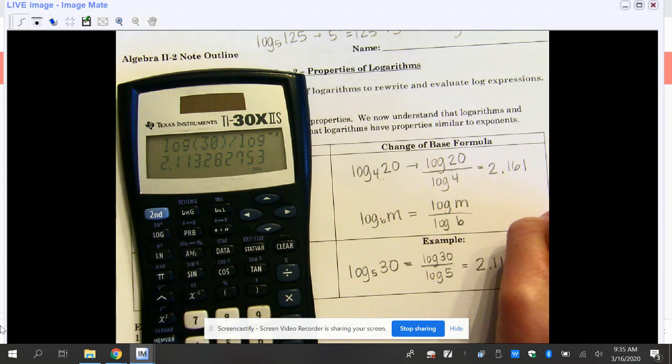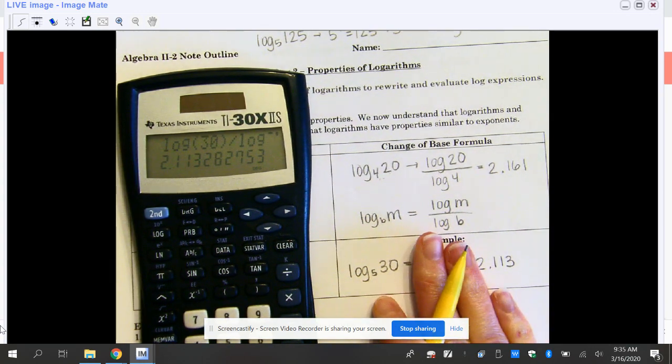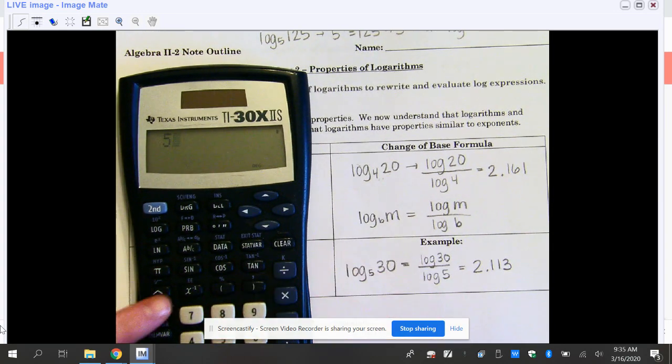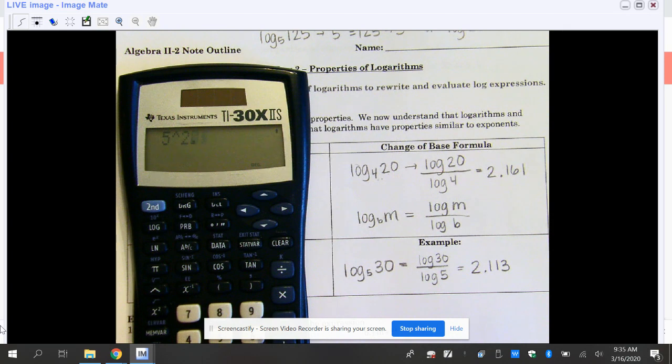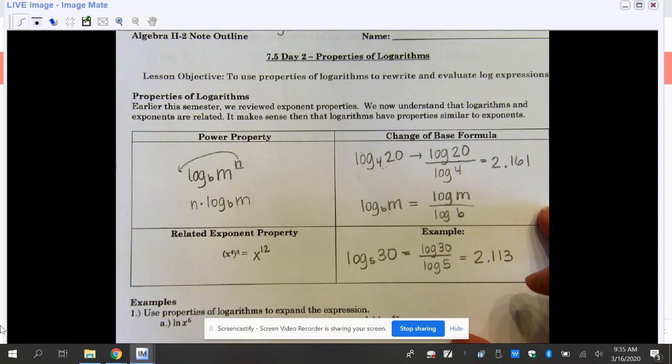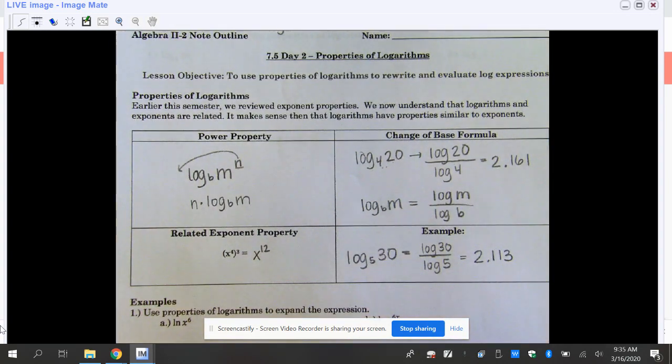2.113. So I can look at this log and think, okay, that's 5 to what power is 30, and I can check my answer. 5 to the 2.113 power, I should get something that's pretty close to 30. Again, they're not going to be exact because I'm rounding all my answers, but it should be within 10, so 0.999 or 0.000, something like that.